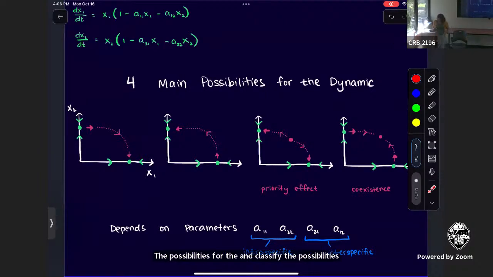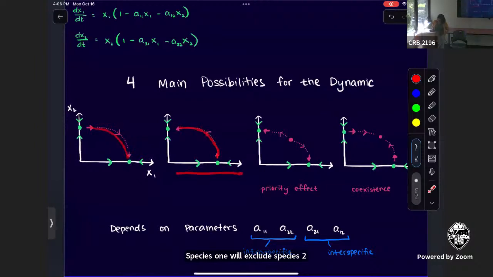Here what I'm drawing is generally the shape of the flow or the solutions of these differential equations. And you see 4 different possibilities. In this first, you can see that species 1 will exclude species 2.